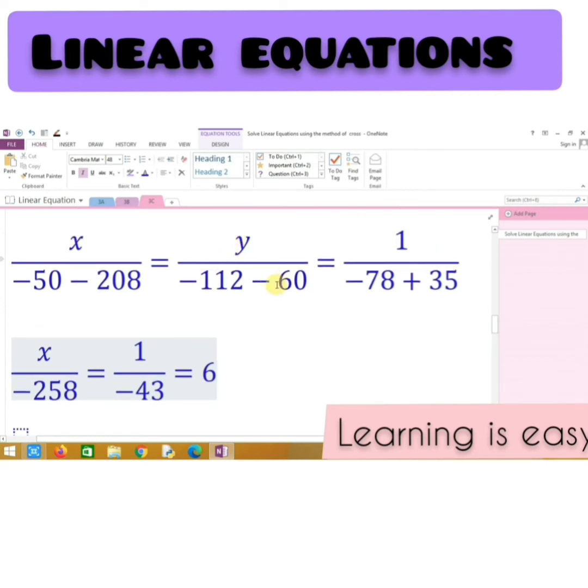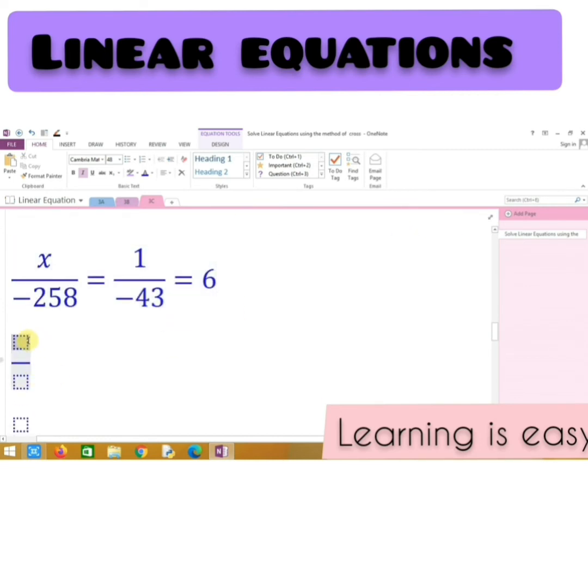Next, by using y and the constant, we can get the value of y. y by minus 172 equal to 1 by minus 43. Minus 172 goes to the numerator. So y is going to be 4. x is 6, y is 4.